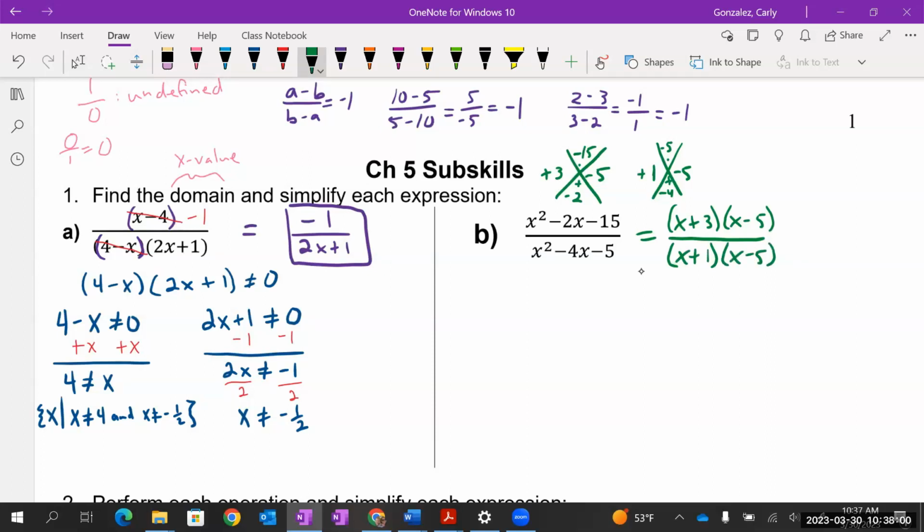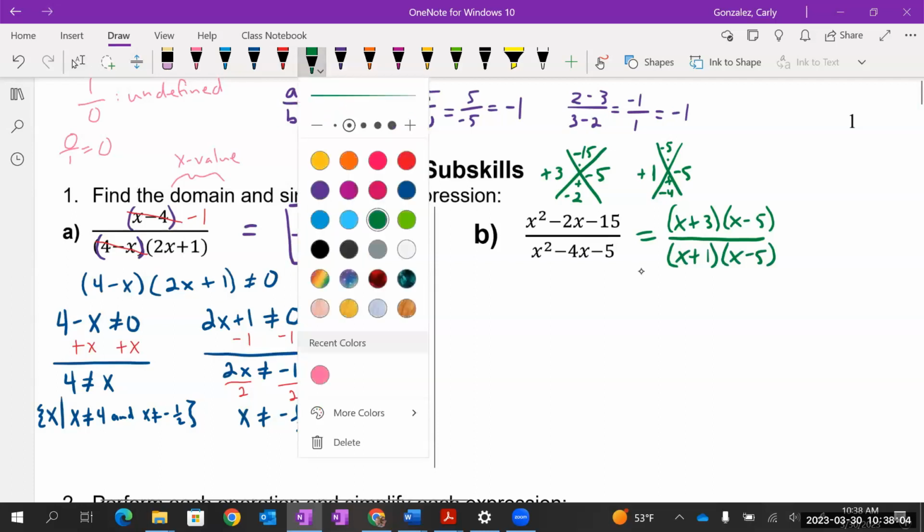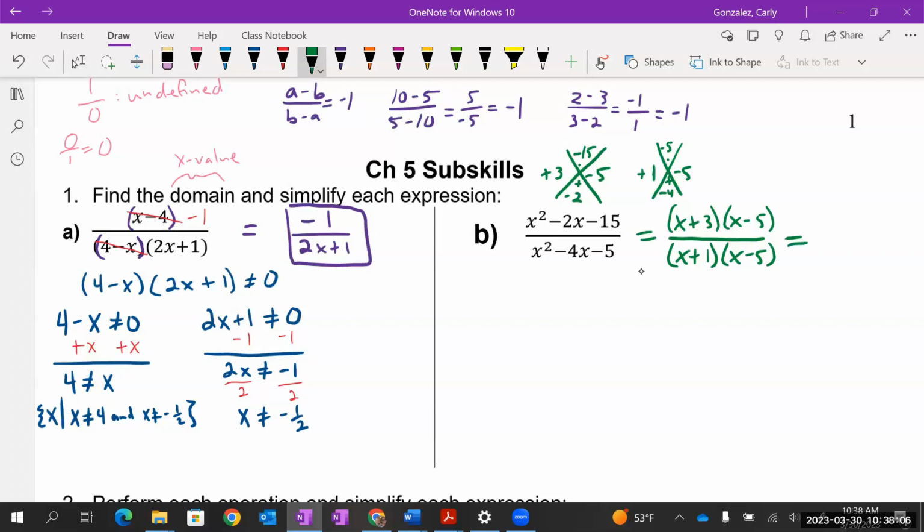So in this case, I'll go ahead and simplify first because it's kind of natural to do that. So notice we have two identical factors. We have this x minus 5 on the numerator and an x minus 5 in the denominator. And so those cancel out because when they divide one by the other, you just get 1. And so our simplified expression is simply x plus 3 in the numerator and x plus 1 in the denominator.